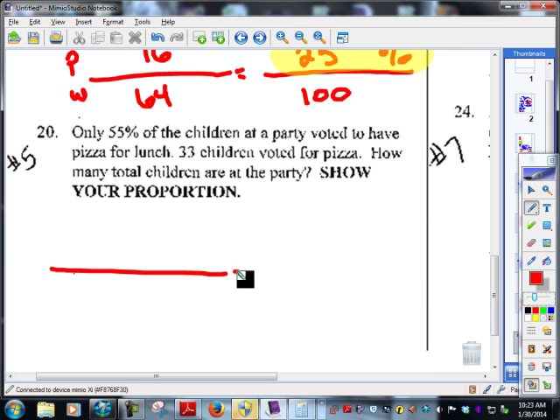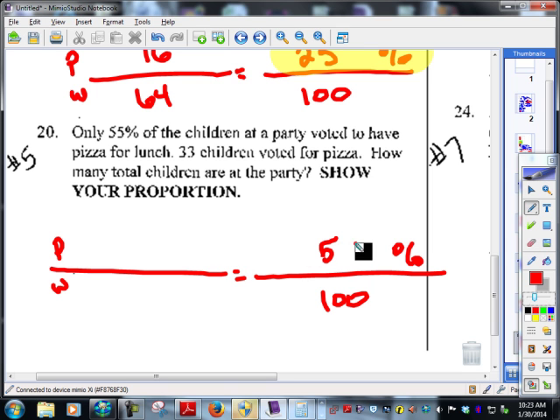Okay? Another proportion. Haven't even read it yet. Percent over 100. Okay? Only 55% of the children at the party voted to have pizza. Did all of the children vote for pizza? No. So I know 55% is obviously going to go there. Now somebody tell me, what is 55% representing in the actual question? What's it representing? We should all know that, guys.